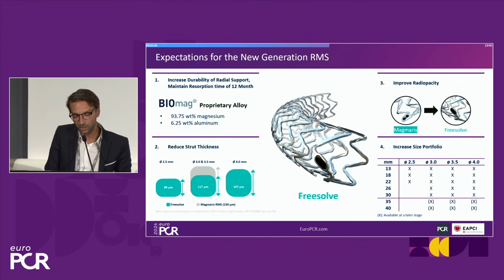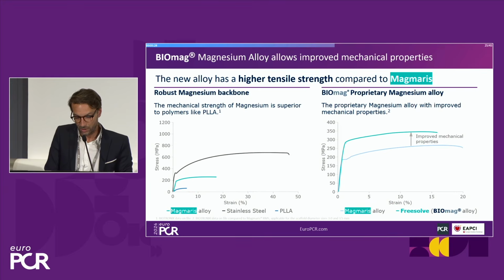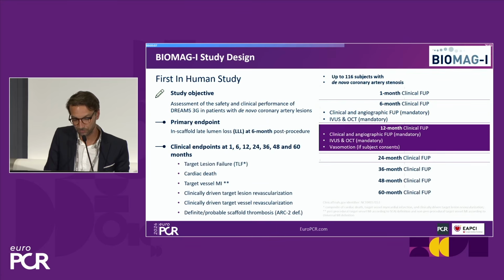RMS. We need increased support to reduce late lumen loss. We need reduced struts to reduce stent thrombosis. And this Biomag or FreeSolve stent was studied in the Biomag 1 study. It had improved mechanical support compared to Magmaris, now approaching stainless steel capacity.